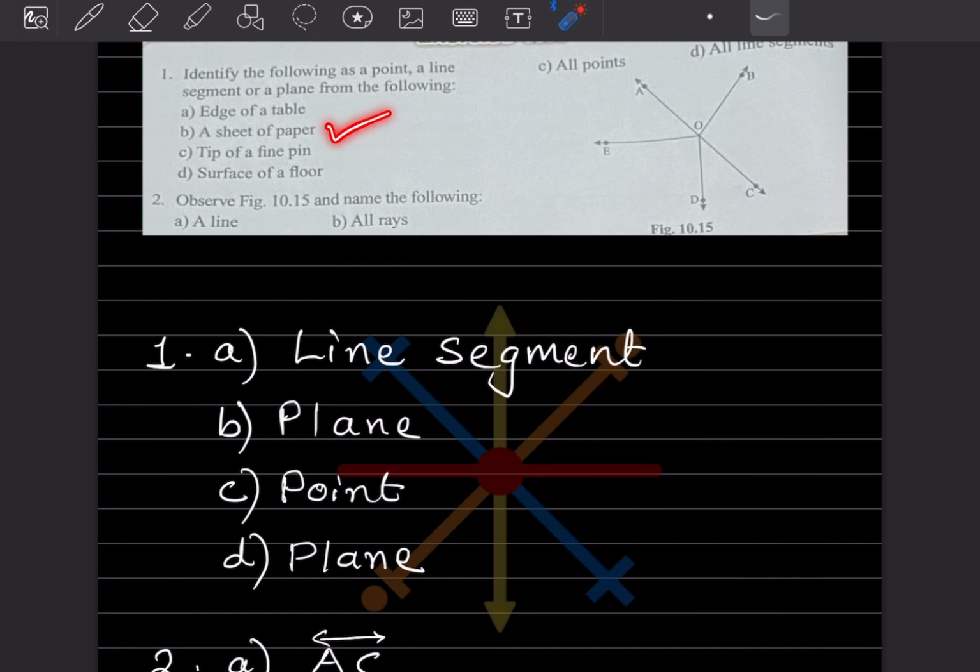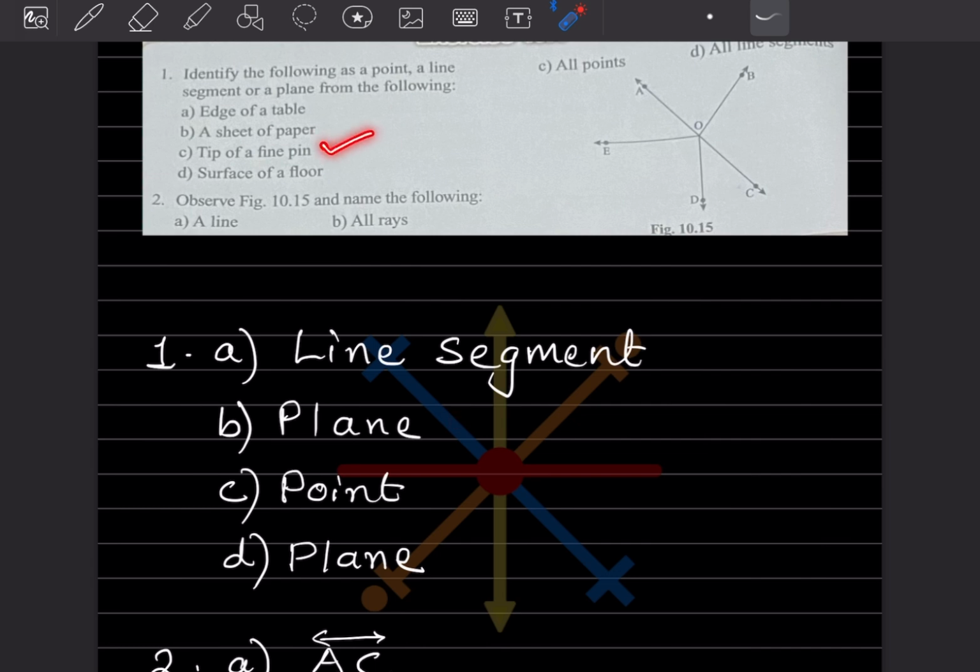Now a sheet of paper. Suppose this is a sheet of paper, so it will be a plane because it is a flat surface that extends infinitely in all possible directions, we can say. Suppose this is a paper, it will extend infinitely. Infinitely means there is no fixed end. So it will extend infinitely in all possible directions. That is known as a plane. So the sheet of paper is a plane.